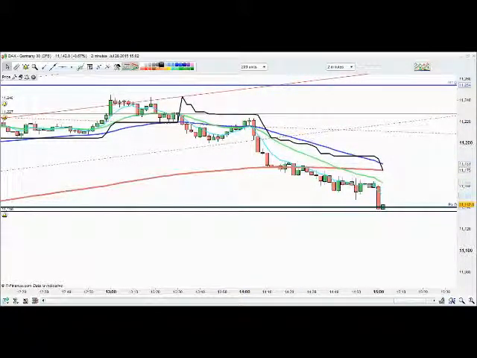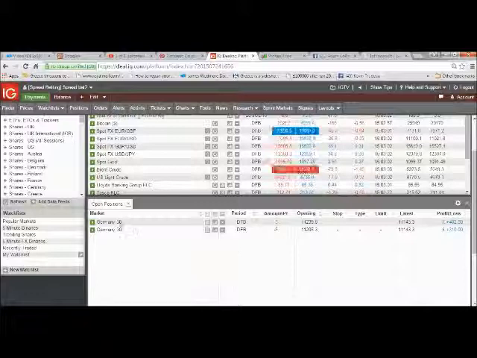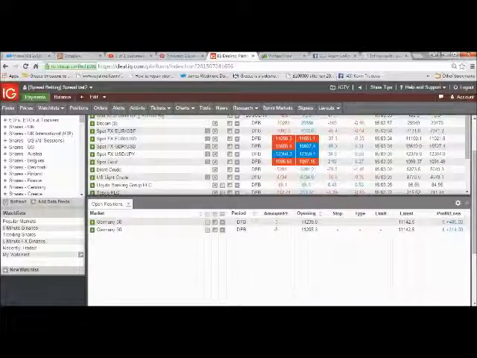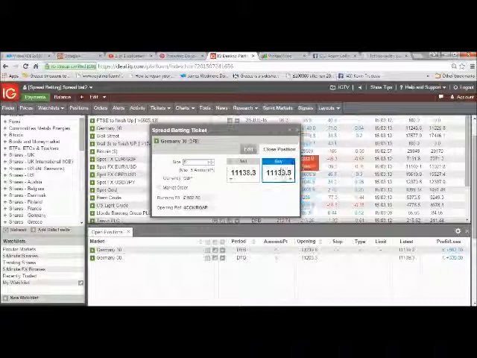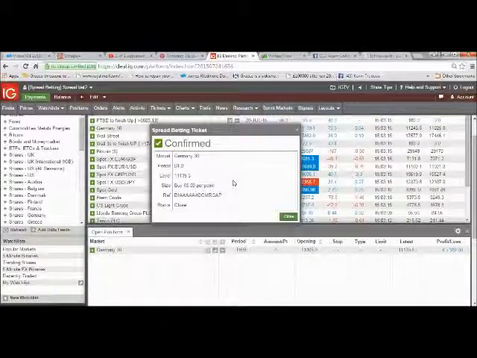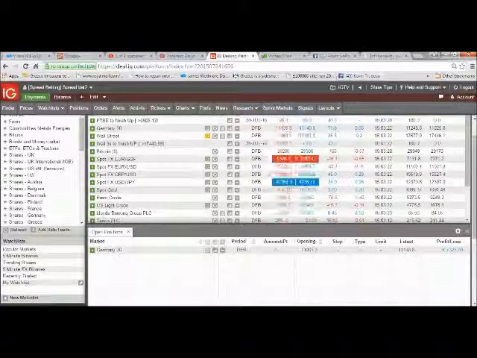Okay, so what am I going to do now? Well, I'm going to take some of the money and I'm going to leave some in. I'm going to show you what I do. I'm going to close this one and I'm going to bank, there we are, I'm going to bank 501 there. So that was a 100-point movement at £5 per point, so that's banked £500.